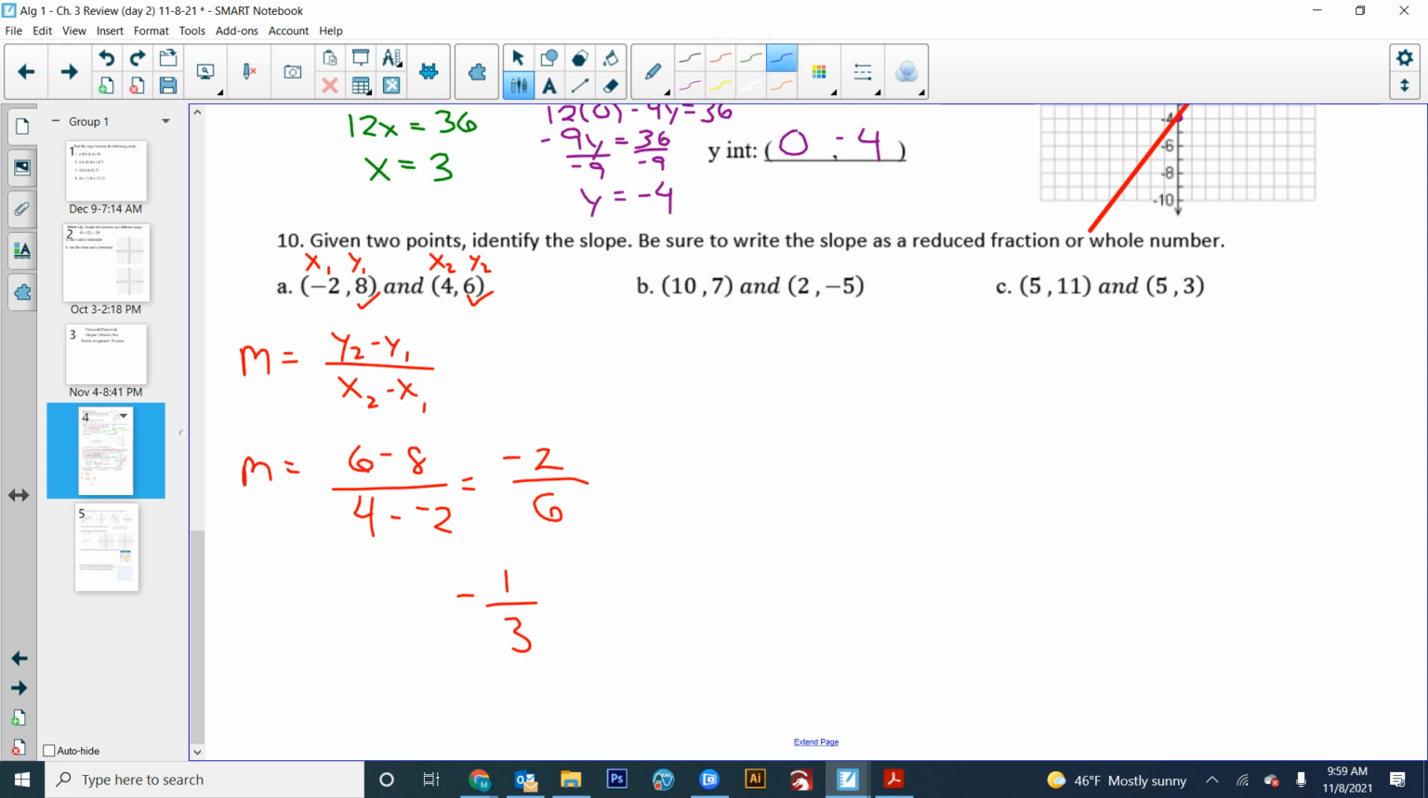Next. Well, we're going to run out of time. So I think you guys are good with those ones now, right? Let's go on to the next page.